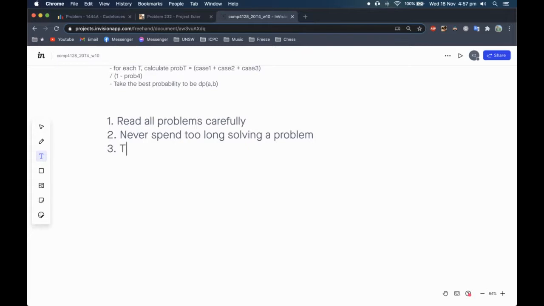Third piece of advice: test as you code. So what's testing? It's basically just unit testing. In other words, you want to divide your program into small logical chunks, and you want to test them as you code them up.